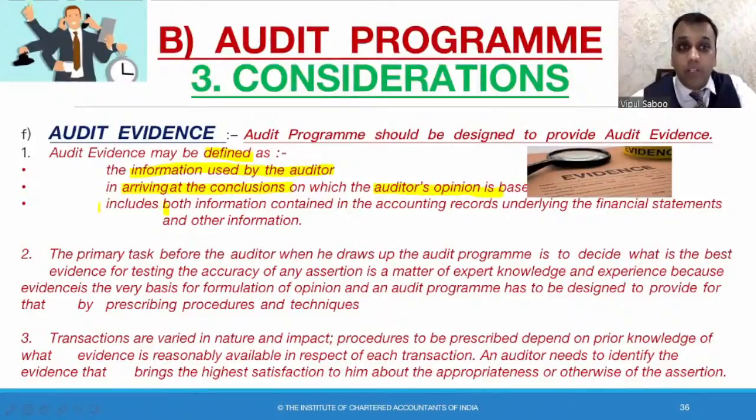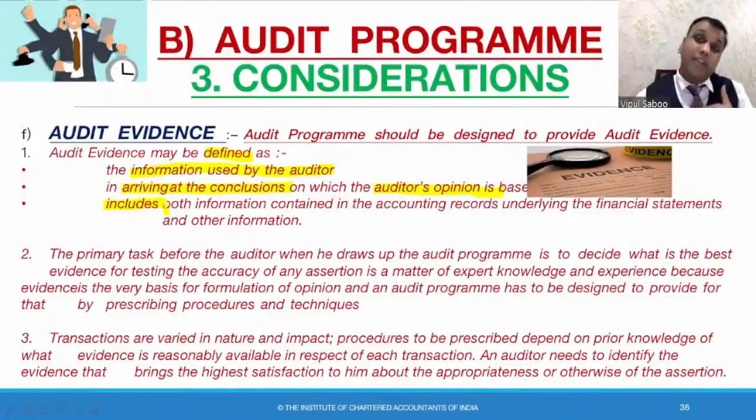What does it include? The audit evidence. So the first two points, please correlate with my example. The information used by the auditor, what was the information? The purchase invoice. In arriving at the conclusions, what did we conclude? That it was a fake bill because the item was nowhere to be seen and they could not offer a genuine explanation of where the item went.